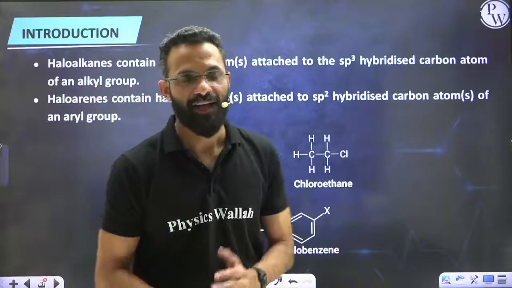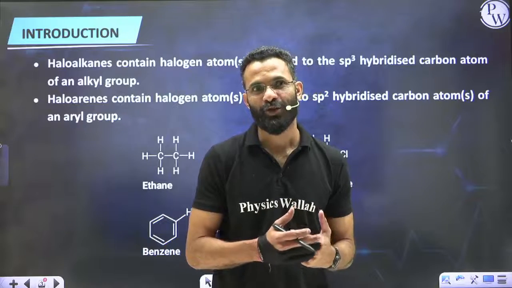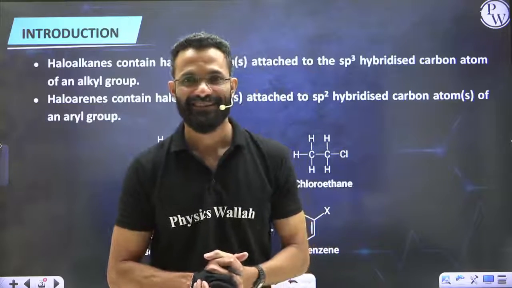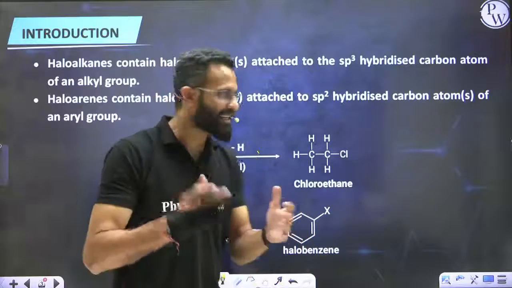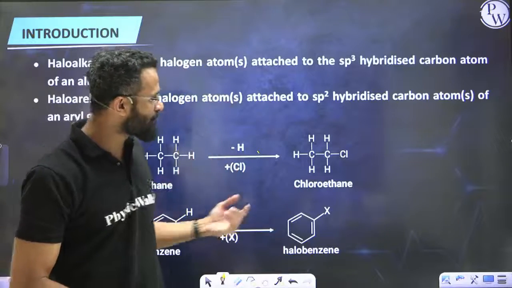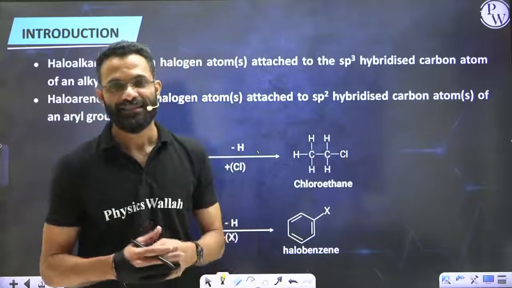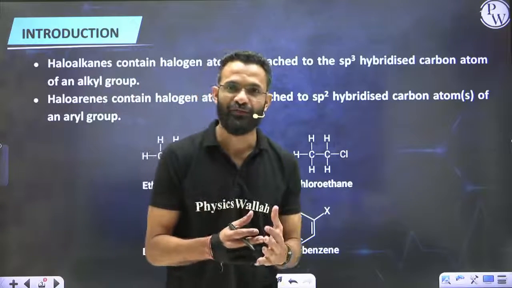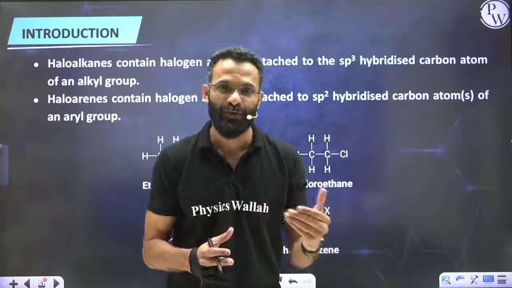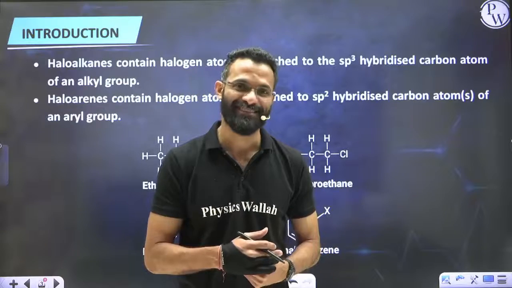Now that we have been introduced to what haloalkanes and haloarenes are, let us talk about the characteristic reactions of these compounds. When you talk about haloalkanes, these are compounds in which a halogen atom is connected to an sp3 hybridized carbon atom. Such compounds are found to show two important characteristic reactions when they are allowed to react with an electron rich species.